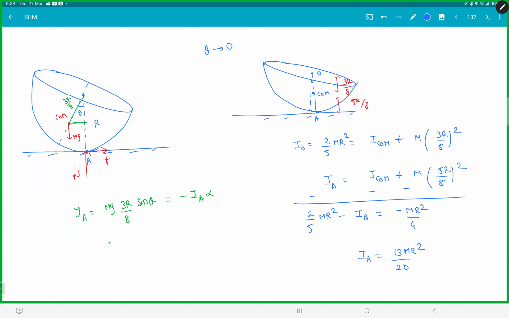So for small angle, this guy will become theta. 3 mgr by 8 theta is equal to minus 13 mr square by 20 into alpha. One r will cancel. Alpha will be, this is 4 2s, that is 4 5s, minus 15 g by 26r. There, that's your time period. So the headache here is actually finding the moment of inertia.